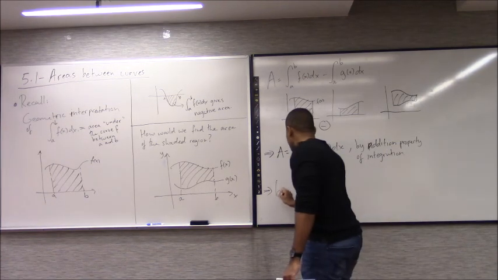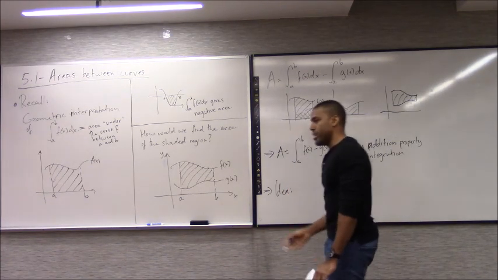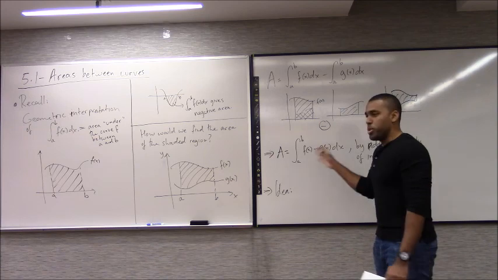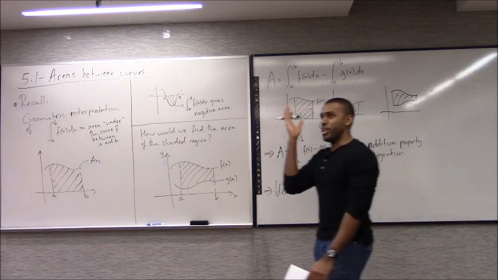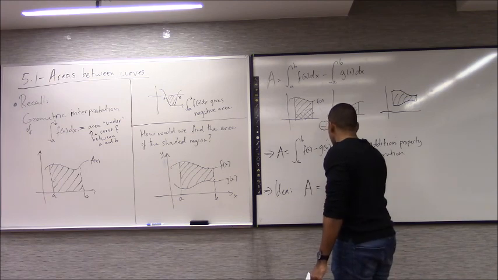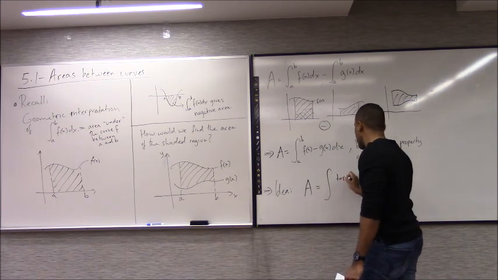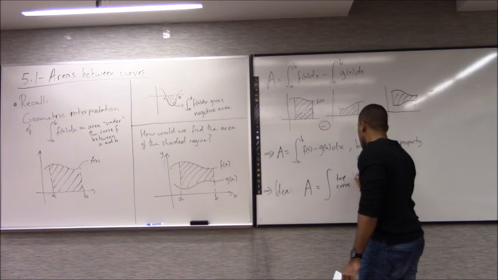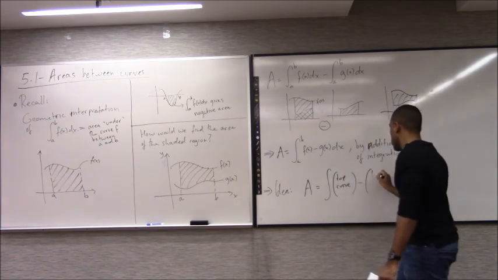So the idea that I want you to take away, the intuitive idea, because very few people walk around thinking in terms of f's and g's, right? The intuitive idea is the area between the curves is the integral of the top curve, or the upper curve, and you subtract the lower curve.